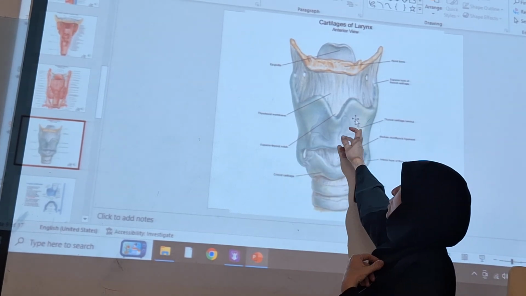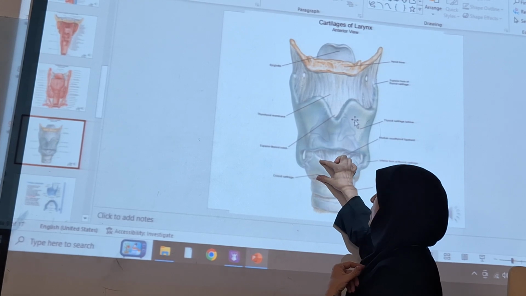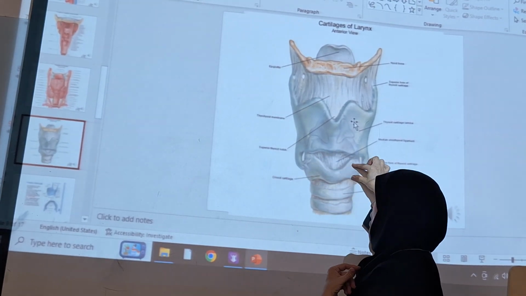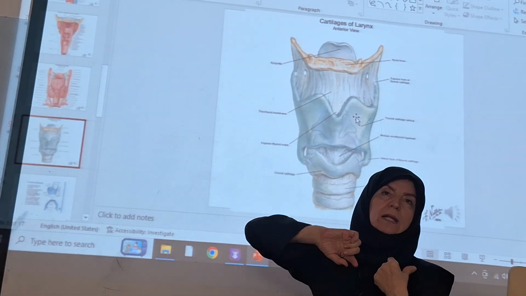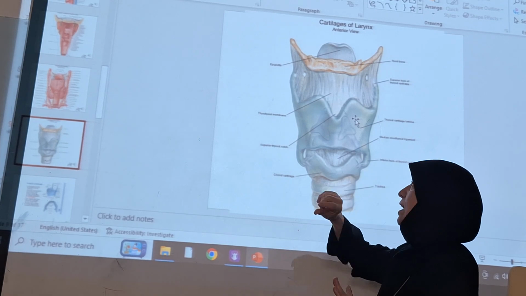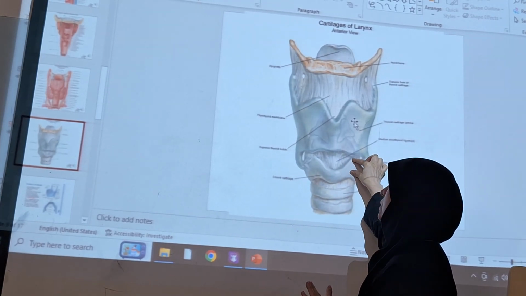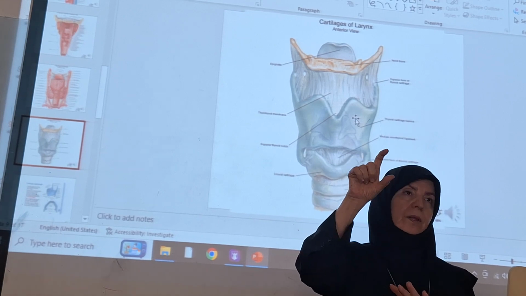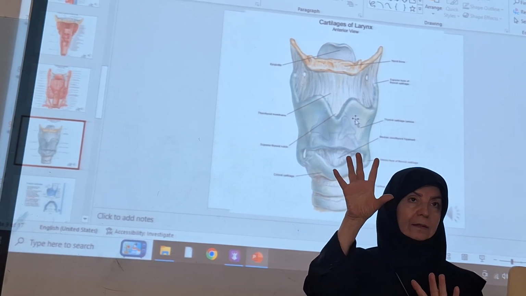So inferior to the thyroid cartilage, we have another single cartilage. The name of this cartilage is cricoid cartilage. This cricoid cartilage is like a ring, consisting of the arch and, posteriorly, a lamina. Do you get that?